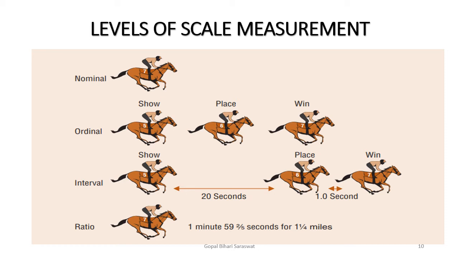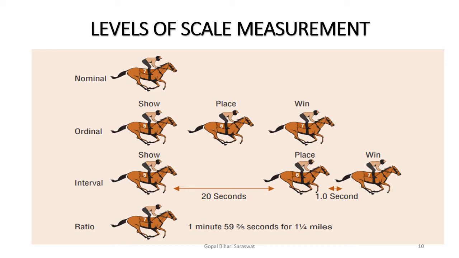So here is another example. In the same horse race, these numbers 5, 6 and 7 are not merely representing the name of the horse, but they are representing the position of a horse. Fifth position horse is the last one in the race and seventh position is the winner of the race.